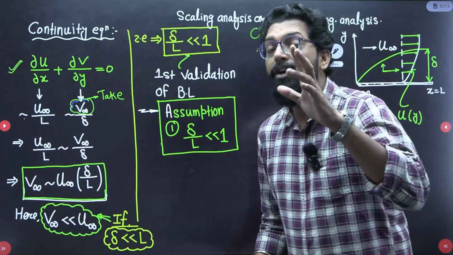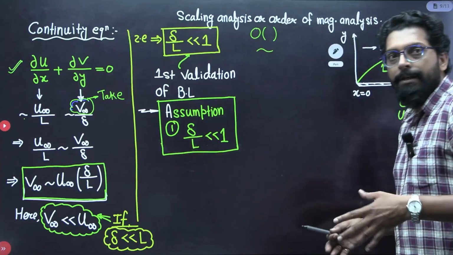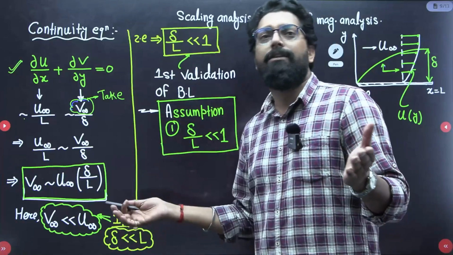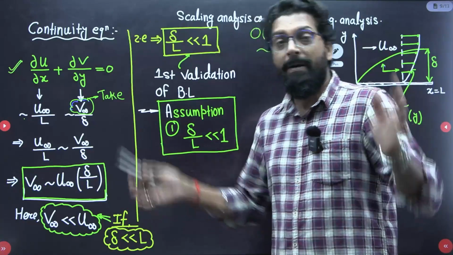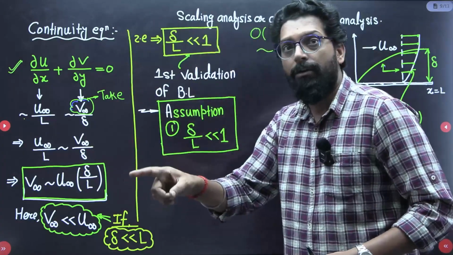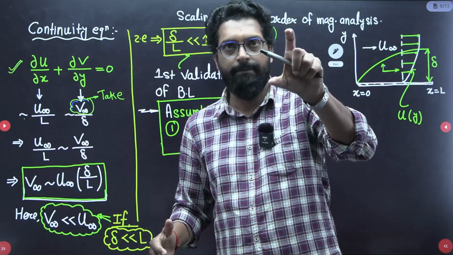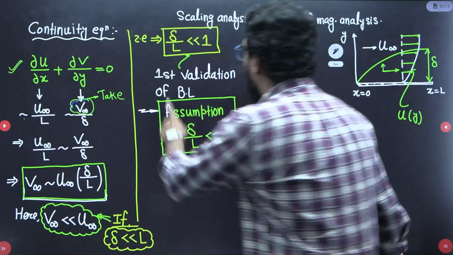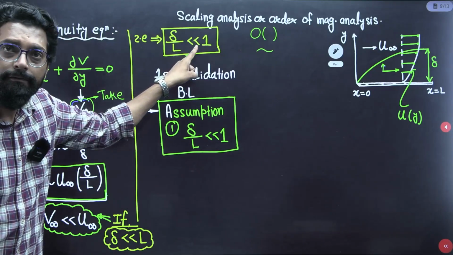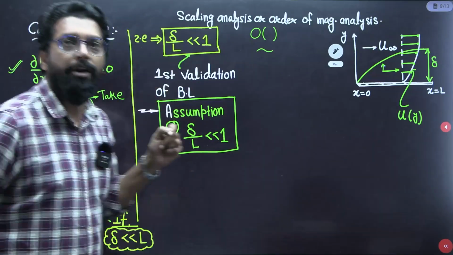That is a very important assumption in the boundary layer. Delta may be greater than L, delta may be less than L, delta may be equal to L, anything. But our analysis is bounded. We analyze the case where the plate length is very high compared to the boundary layer thickness. That means delta by L is very much less than 1.